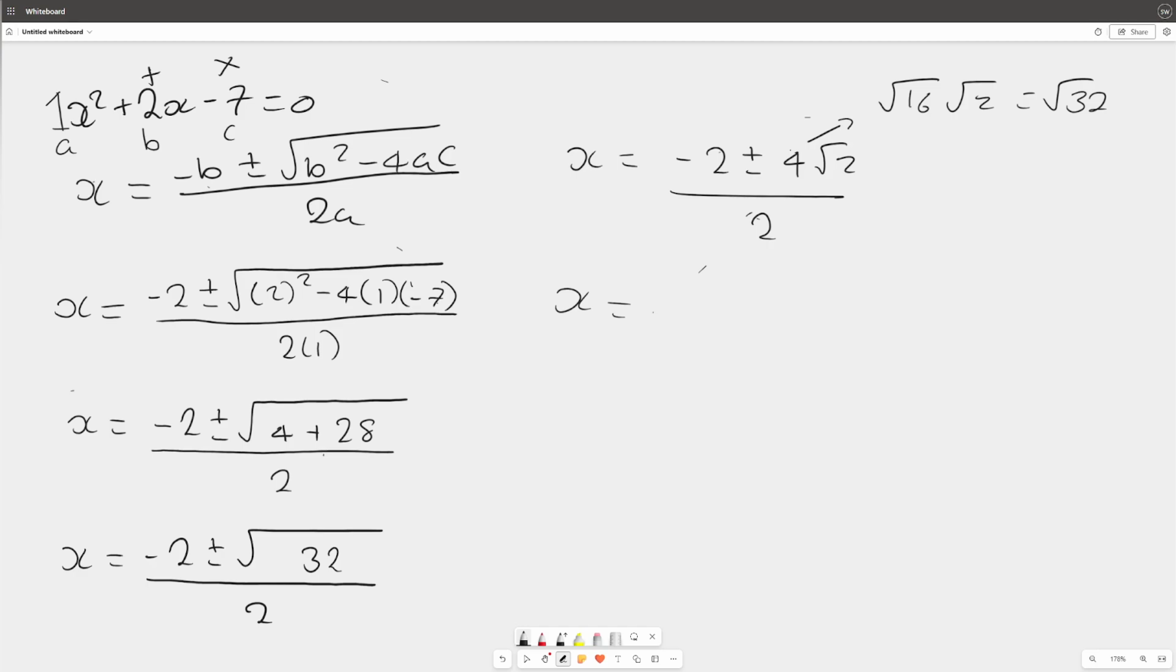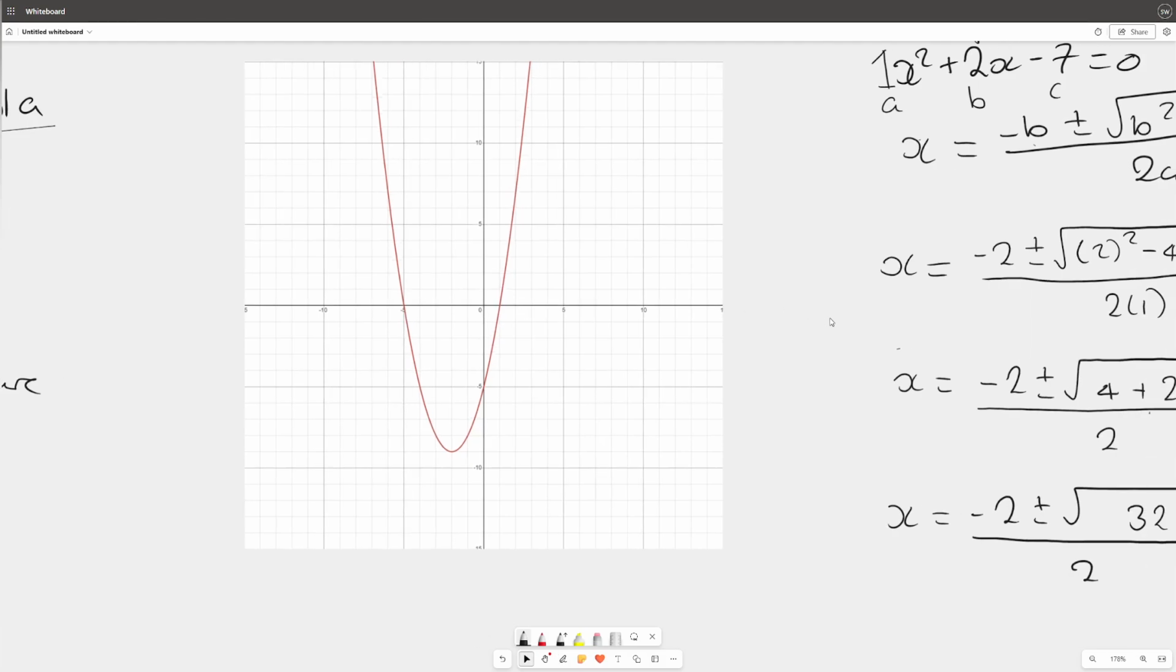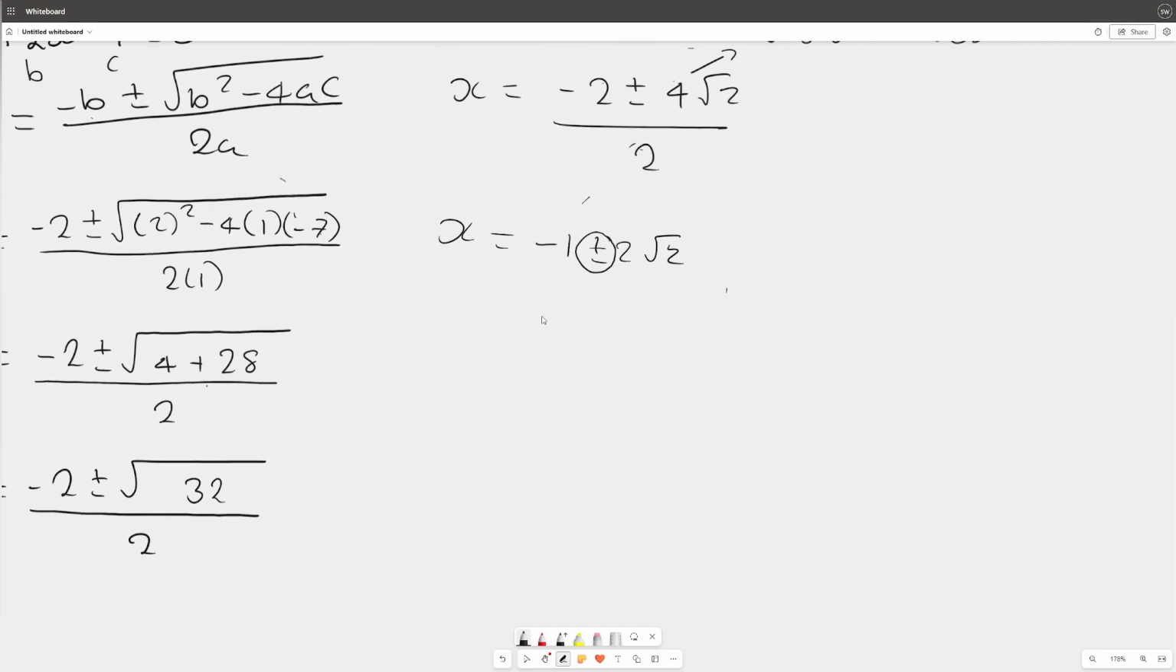We have minus 2 over 2 is minus 1, plus or minus 4 over 2 is plus or minus 2 root 2. The reason for this plus and this minus is that if you remember back in this graph, we have two solutions. These won't always be just one being positive and just one being negative. Most of the time they'll be on one side of the y-axis, sometimes they'll be on the same side, but essentially this is creating our two different solutions. You would have one solution of x at minus 1 plus 2 root 2, and you would have another solution of x at minus 1 minus 2 root 2.